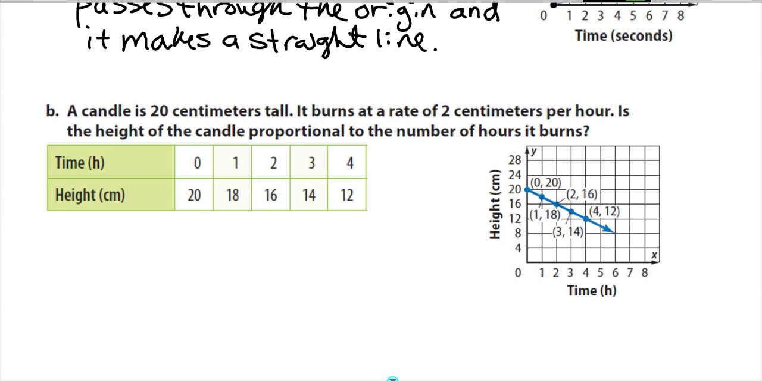a constant pattern. It's going 0, 1, 2, 3, 4, 20, 18, 16, 14, 12. It's going down by 2 every single time. Yeah, that's true, but that's not what it's asking us, okay? It tells us that it's proportional on a graph whenever it starts at 0, 0, and then it continues upward. All right, so this is non-proportional.